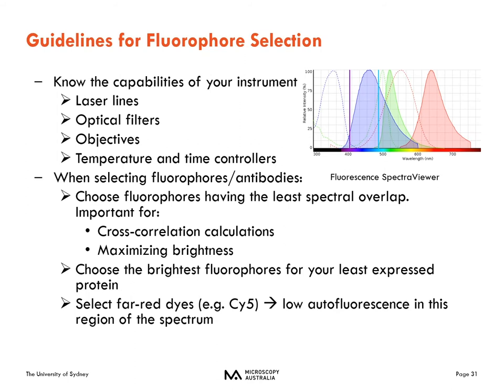To pick the right fluorophore for your sample preparation, you have to follow the following guidelines. First and foremost, you better know the capability of your instrument: what laser lines you have, what optimal filters if you use wide field fluorescence, what objectives you're going to use, and temperature and time control are also very important. When you select the fluorophore, you can use the fluorescence spectral viewer online to select the right fluorophore to avoid crosstalk and to pick the maximum brightness matching your laser line or light source on your instrument. Try to choose the brightest fluorophore for your least expressed protein. And if you can, select a far red dye to lower the autofluorescence in the tissues.